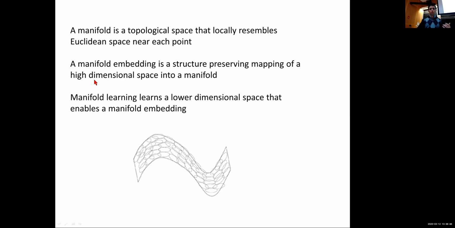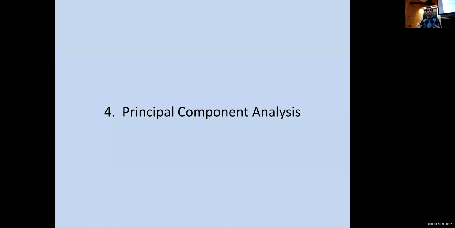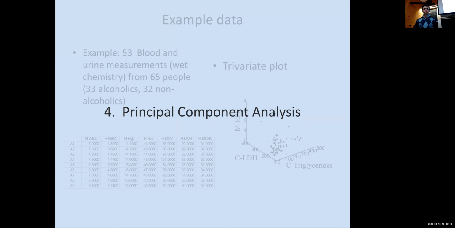All right. So manifold embedding is a structure that preserves the mapping of this high dimensional space into this lower dimensional space. And manifold learning learns this lower dimensional space that enables such a manifold embedding. So we want to both embed our data into this lower dimensional manifold and also learn the shape and the dimensionality of this lower dimensional manifold. That's what we're going to start doing. And one way to do that is principal component analysis. What is principal component analysis?